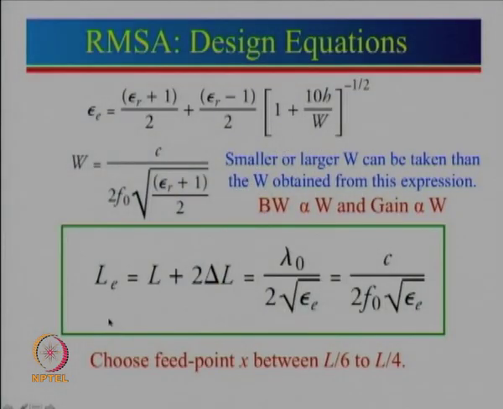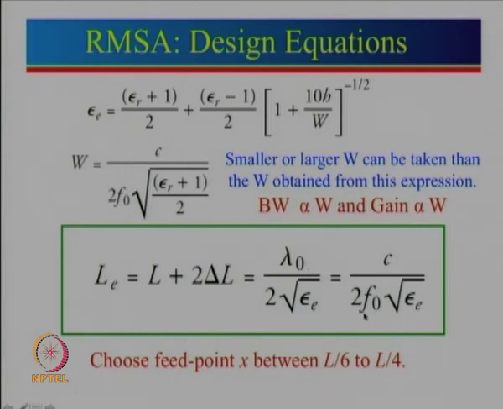So, you may end up taking a small W, which will then compromise on the bandwidth as well as on the gain. And once we know W and epsilon, then we can actually find out the value of LE, which is effective length. Let us say LE should be equal to lambda by 2. And what is lambda? Lambda is nothing but lambda 0 divided by square root epsilon E. That is what we had seen for the fundamental mode, TM10: the length should be equal to lambda by 2, and LE is nothing but L plus 2 delta L, and lambda 0 is C by F0.